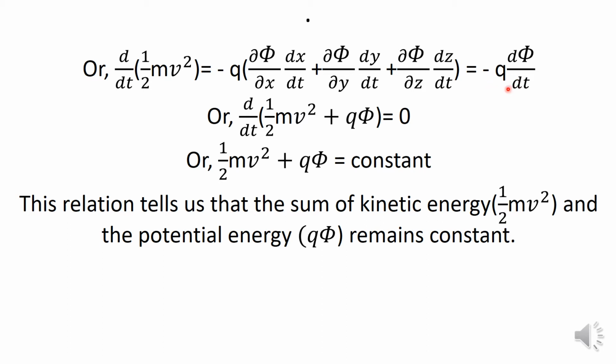Thus from these two terms we can write d/dt of (1/2 m v² + q phi) = 0, and from this equation we can write 1/2 m v² + q phi = constant. This relation tells us that the sum of the kinetic energy, 1/2 m v², and the potential energy q phi remains constant.